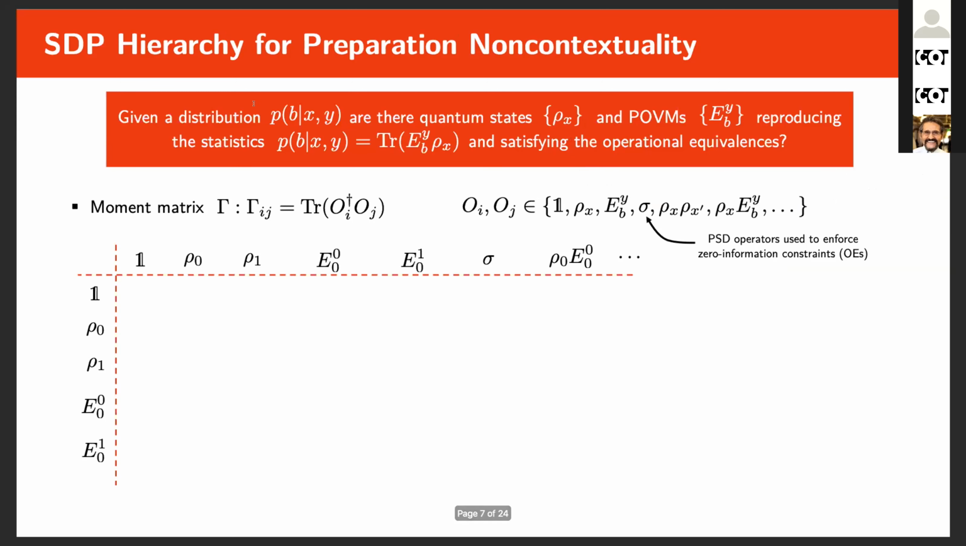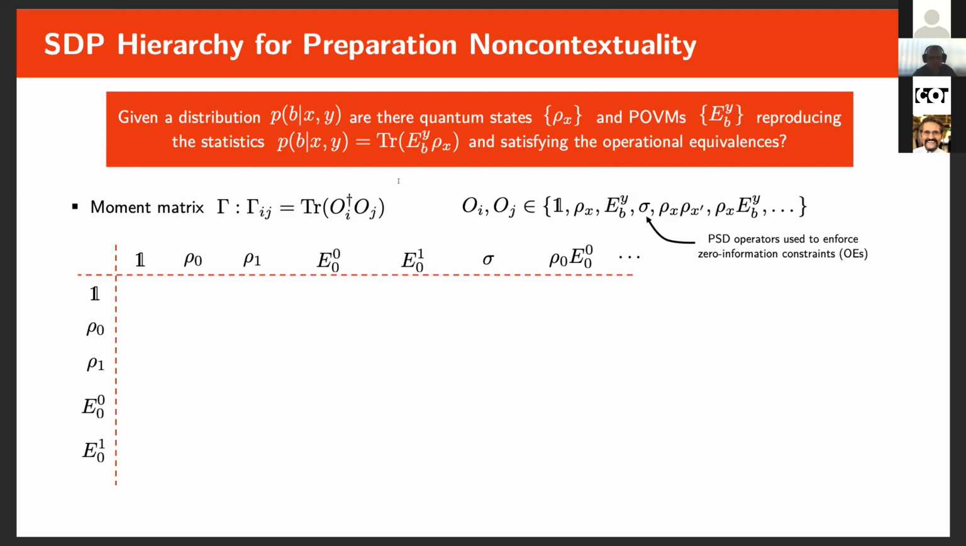And so the idea behind the hierarchy, similar to many other SDP hierarchies in quantum information, is to say, well, let's assume such a model does exist, and then see what necessary conditions this would impose on what's called a moment matrix. You can think of this as a matrix whose rows and columns are indexed by some monomials of operators that are typically the states, measurement operators, and some products of these. And we're also going to include an extra operator, which I'll call sigma, which we will use to enforce the operational equivalences. By fixing the set of monomials with which we create the moment matrix, we fix the level of the hierarchy.